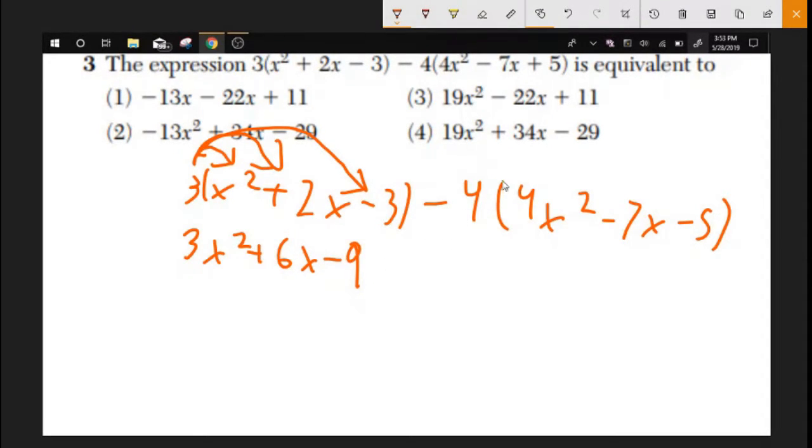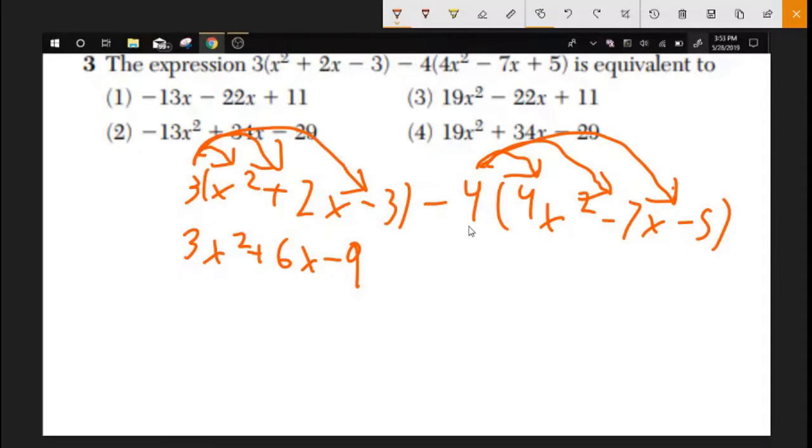And now we have to distribute for the -4 going into 4x squared minus 7x minus 5. So there, there, and there. And remember, when things are being subtracted, like right here, you want to multiply each one by a -4 instead of a +4. That way, all the signs end up proper at the end of your process.